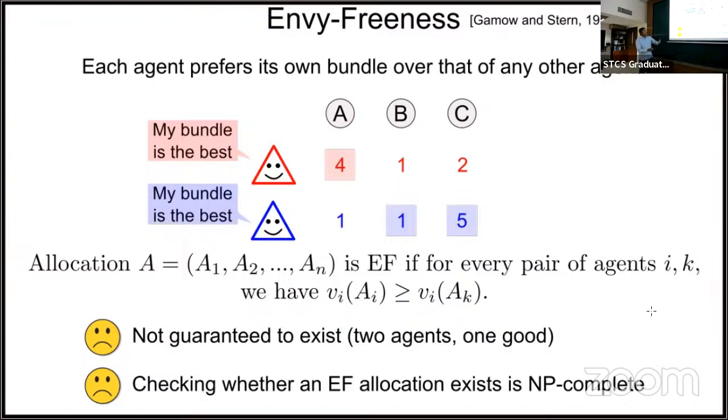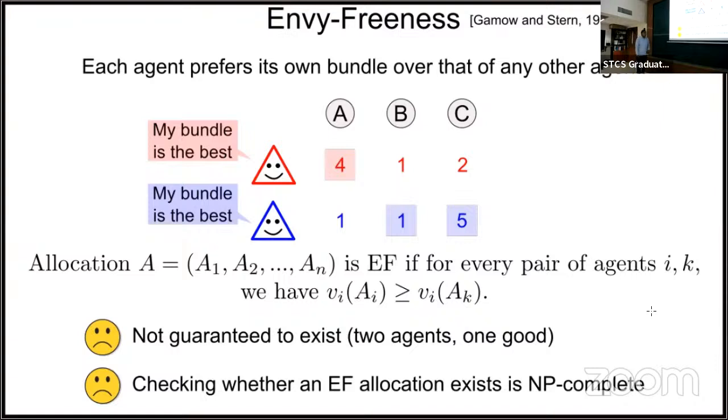Just to be a bit more formal, I'll use this notation to define allocations. Here A1, A2, up to An denote the bundles of agents 1, 2, up to n. Such an allocation would be envy-free if for any pair of agents you pick, agent i and agent k, agent i values its own bundle at least as much as it values k's bundle. So it does not envy k. This should hold for every pair of agents.